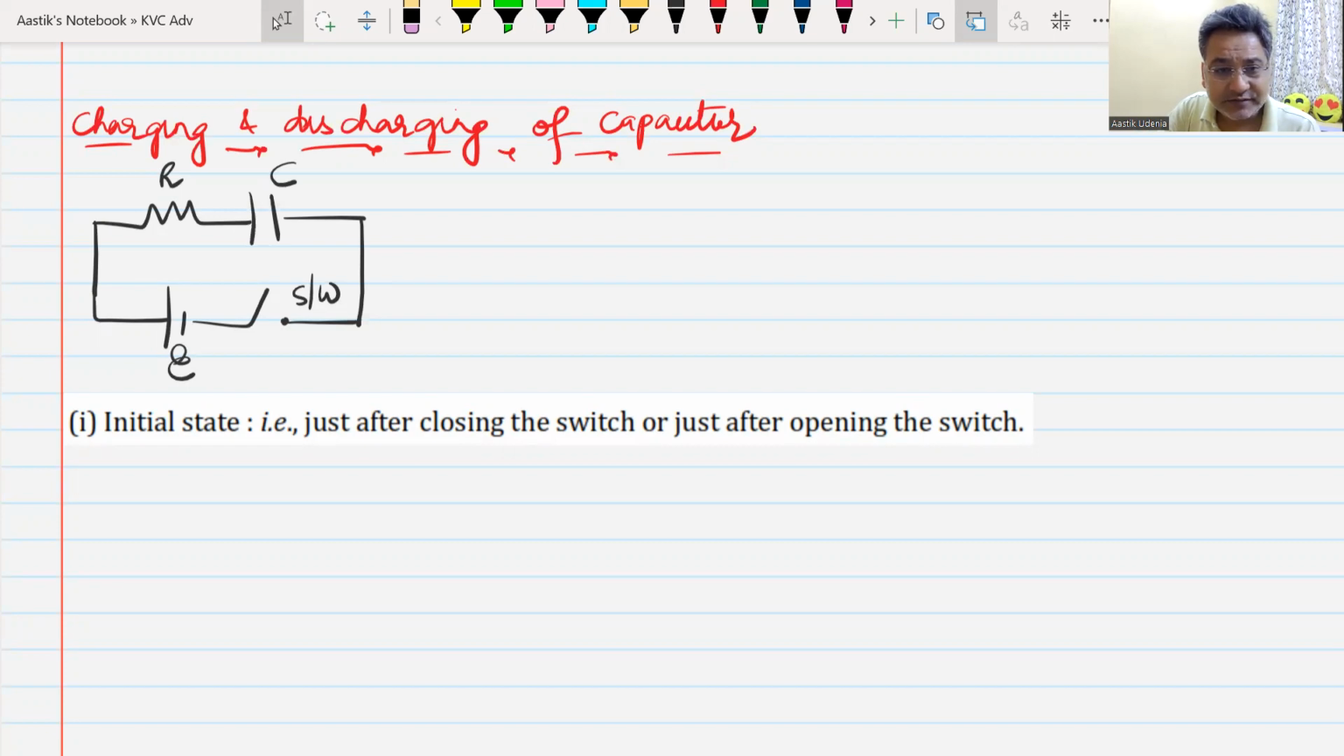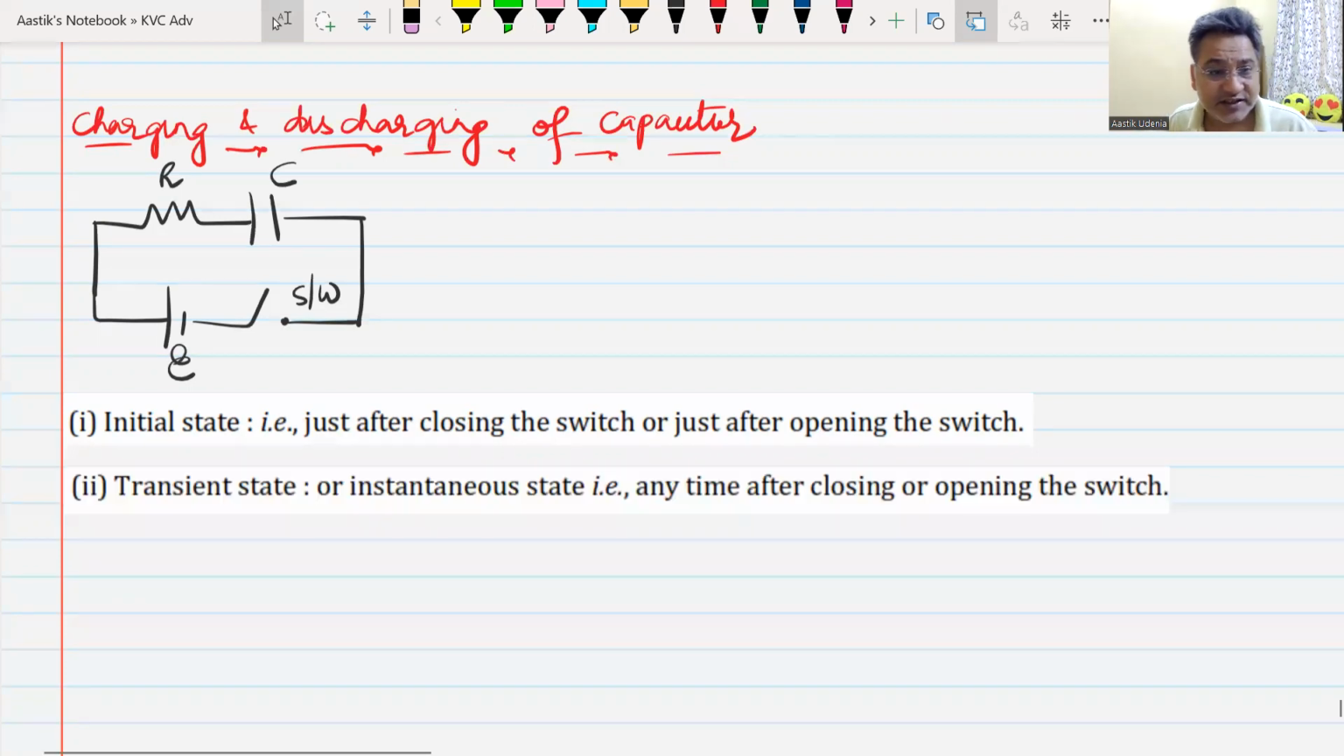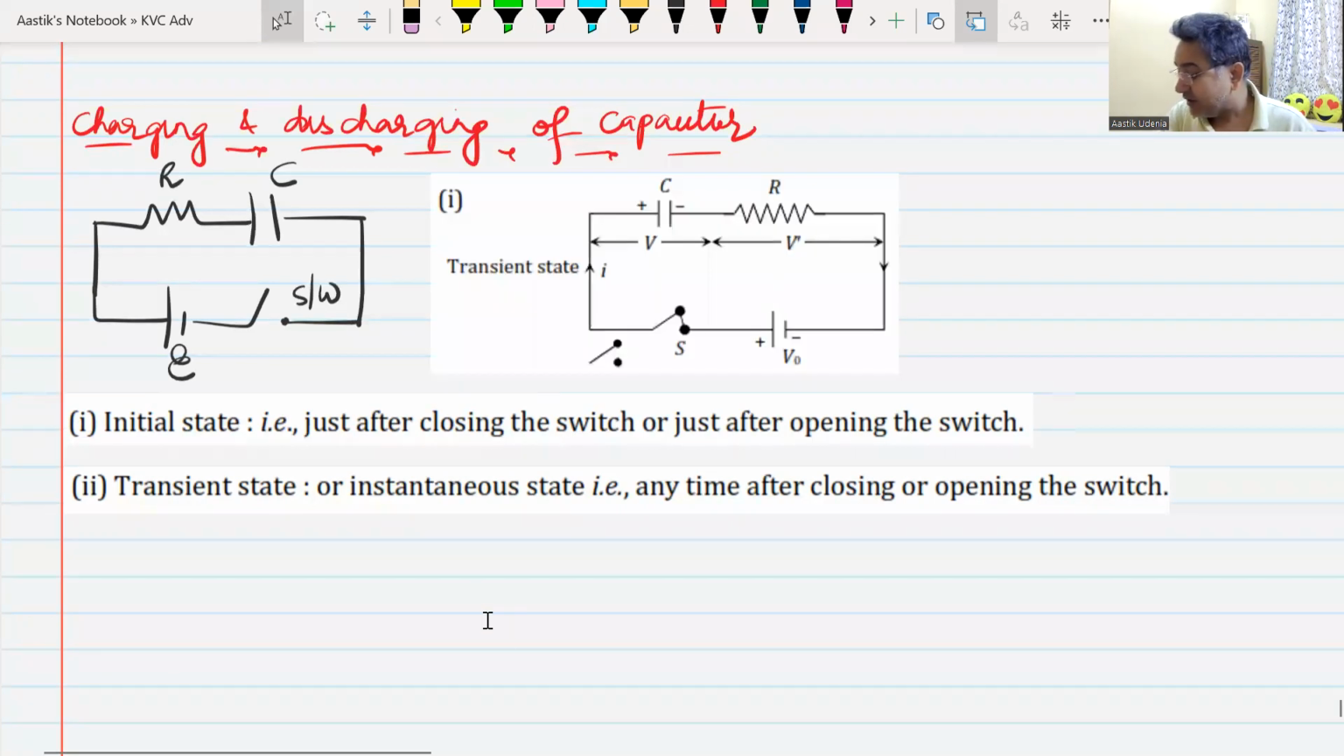The second state is known as the transient state. Now, what do you mean by transient? Transit, if you understand. Transient state is the stage which is any time after closing or opening the switch. Here we have closed the switch. So it is the state any time in between that. Why is it known as the transient state? It is known as the transient state because the charge on the capacitor will keep on changing. This is the diagram if you want to draw of a transient state.